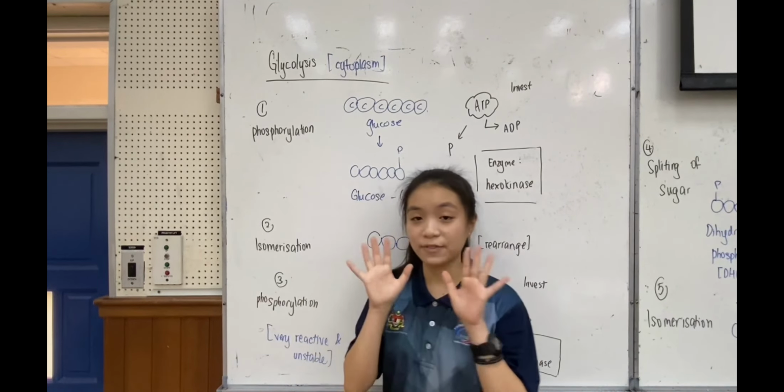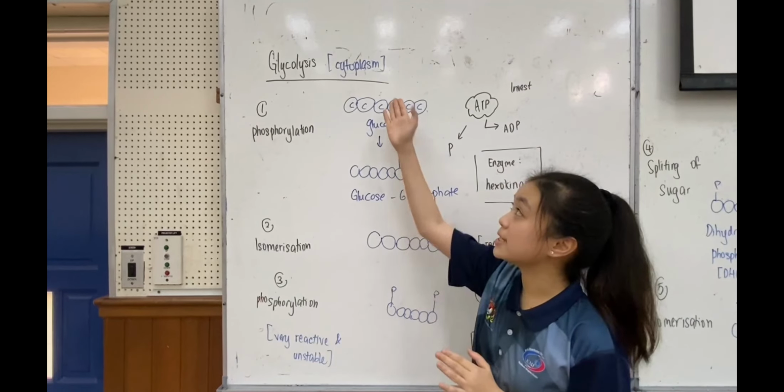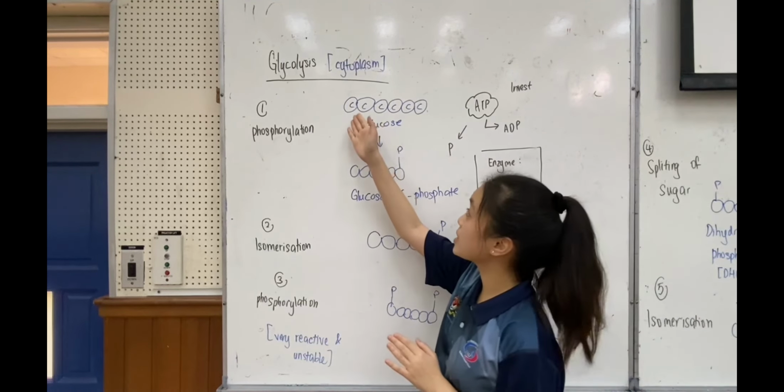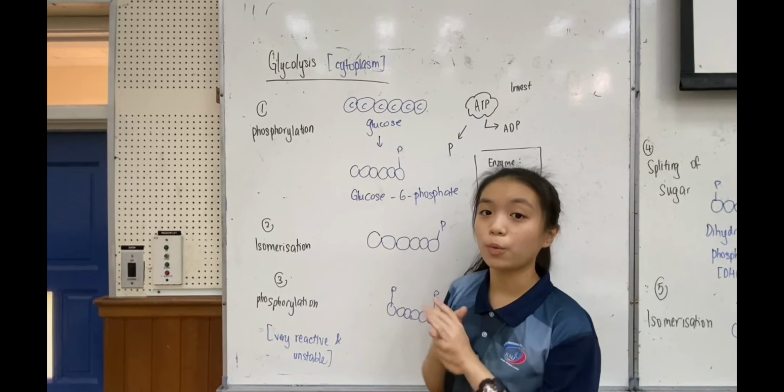Now we are going to discuss glycolysis. Glycolysis has 10 steps and occurs in the cytoplasm. First, glucose has 6 carbons. As we can see here, there are 6 circles, and each circle stands for 1 carbon.